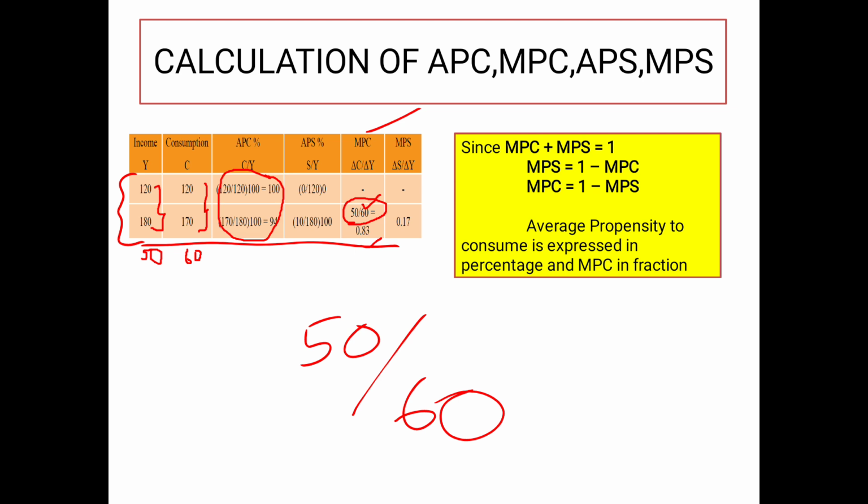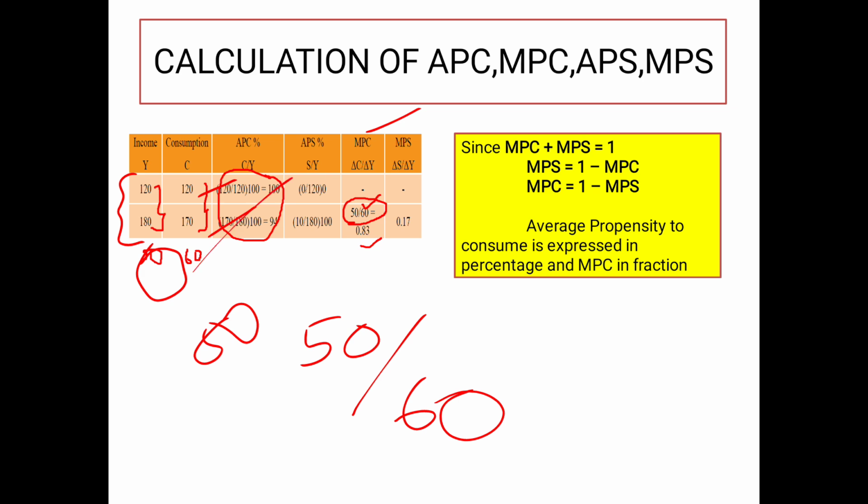What happens to the consumption? When your income in the first row is 120, your consumption is also 120. Here, when your income increases to 180, what happens? Your consumption goes to 170. Now subtract these two and you will get 50. Again, 180 minus 120 is equal to 60. So your difference is 50.